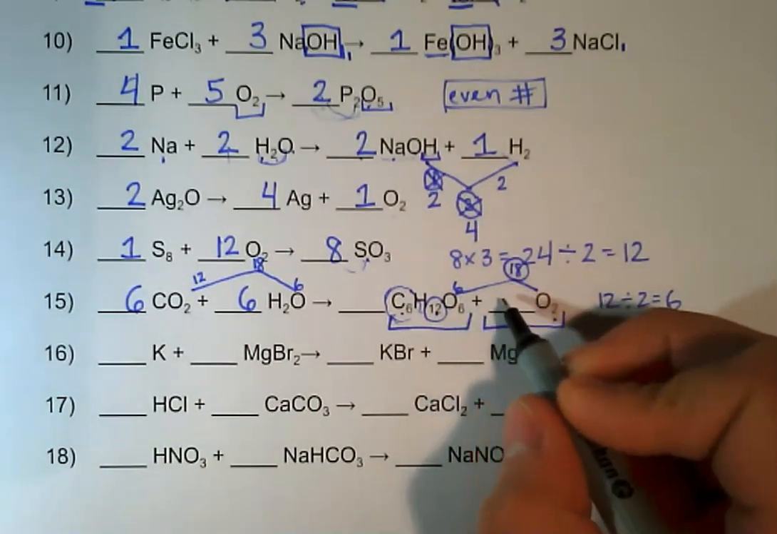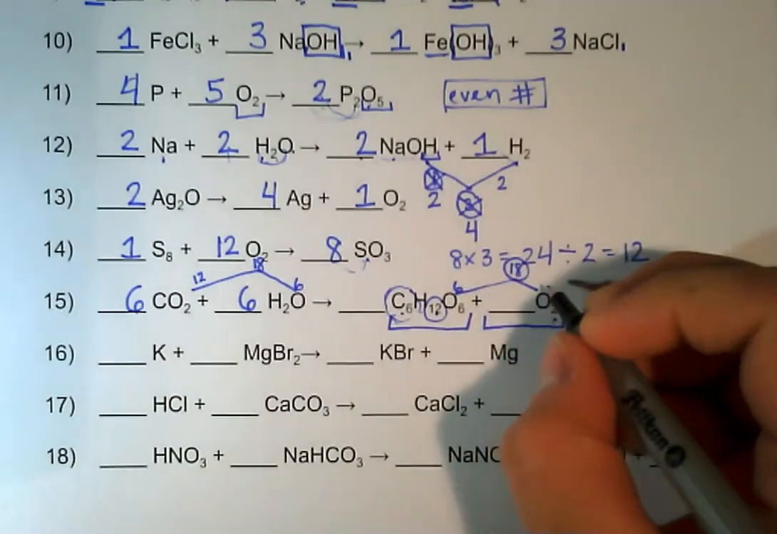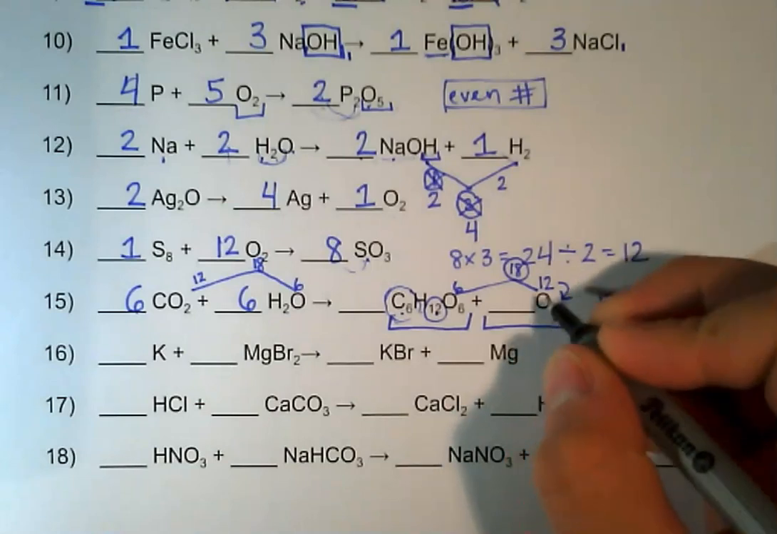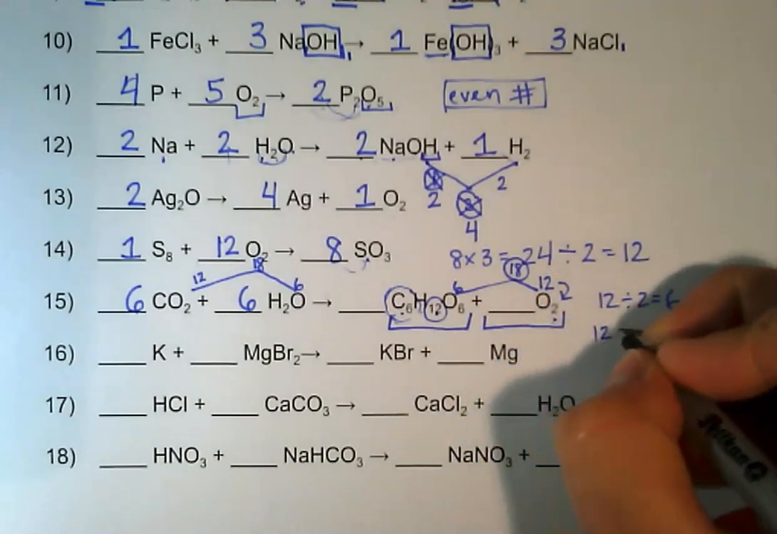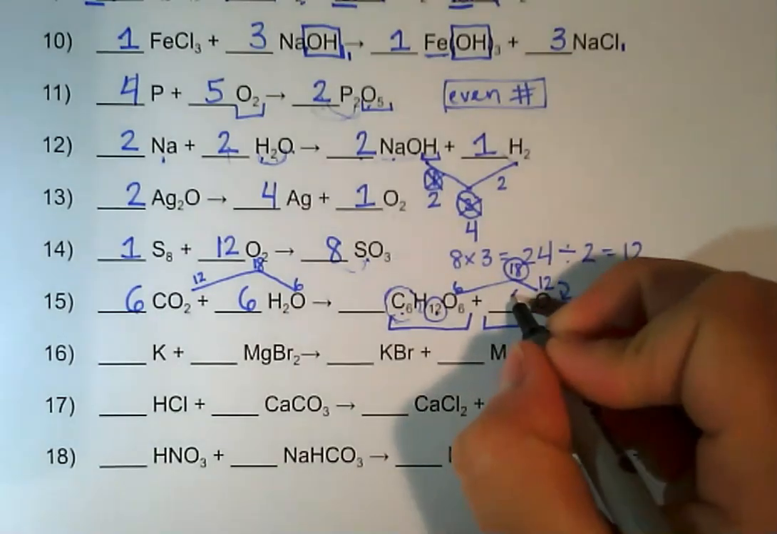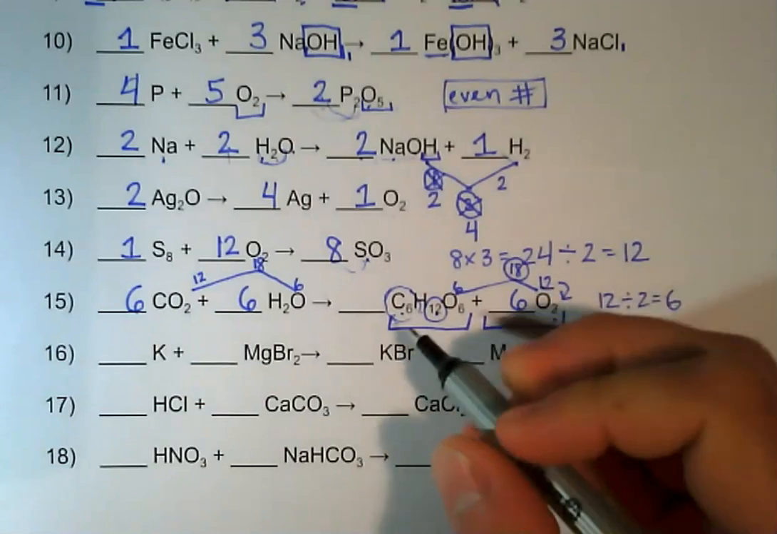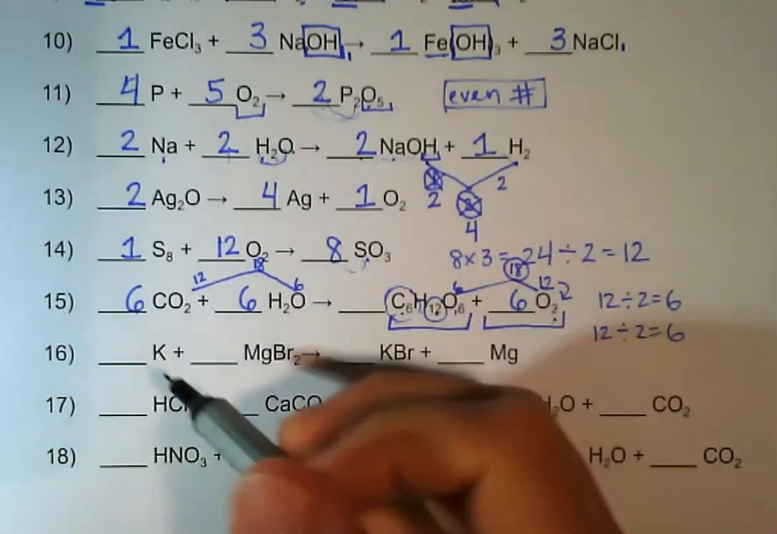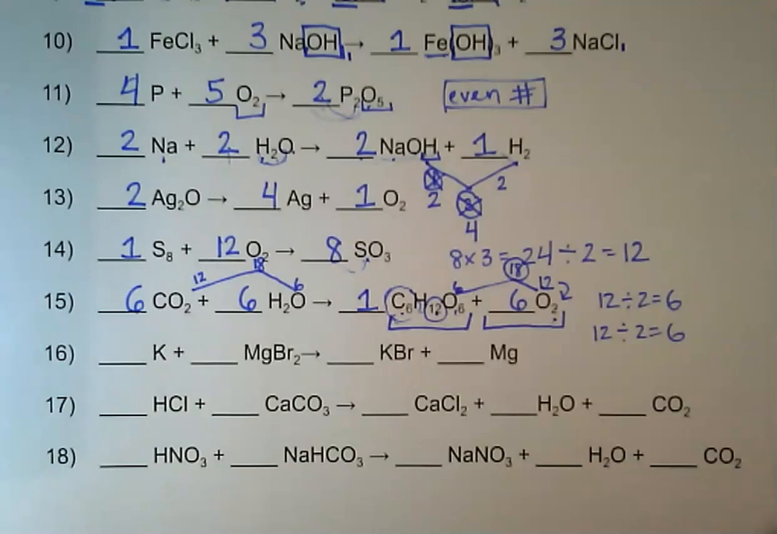So I need to figure out how many more I need. So 18 minus the 6 that I already have, I need 12 more oxygens from right here. So what times 2 will give me 12? Well, 12 divided by 2 equals 6. We already actually did that problem. So I'm going to put a 6 here. So now I have 6 times 2 is 12 oxygens plus the 6, which gives me 18 on both sides. And then I'm just going to fill in my 1 by C6H12O6.